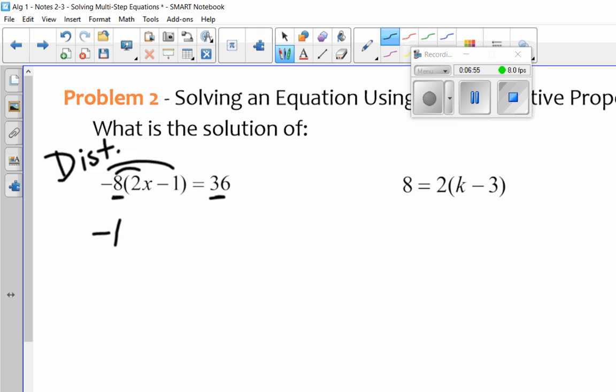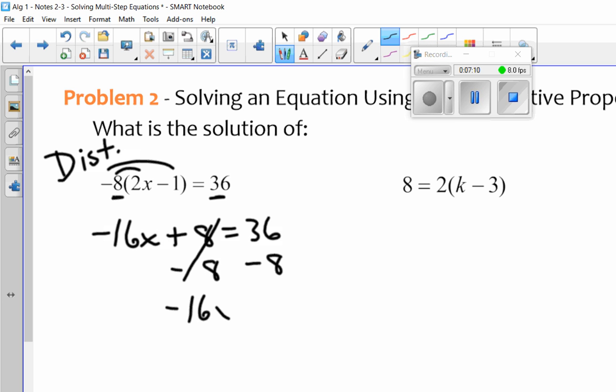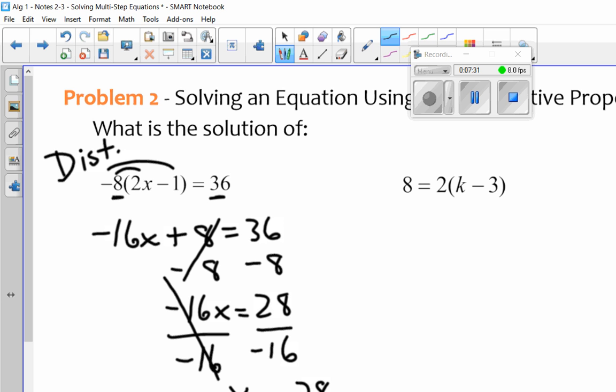So I'm going to distribute that. I'm going to get this. Be careful with your signs. I should get plus 8 equals 36. Okay. I'm going to go ahead and take that 8, the opposite of that, or the inverse of that, is to subtract 8. Those go away. Okay, I get that. I'm going to go ahead and divide by negative 16. Okay, so that's going to go away, but it's going to make it a positive x now because it's a negative divided by negative. And I'm going to get negative 28 over 16. I always move the minus sign to the top.